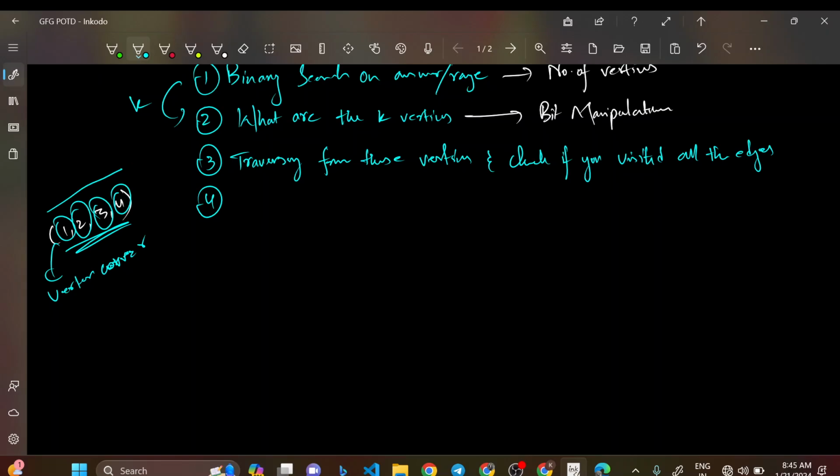So if I take a particular combination of vertices, I can just check if I am able to traverse all the edges. From 1 I'll have x number of edges, from 2 I'll have y number of edges, from 3 I'll have z number of edges, from 4 I'll have w number of edges. And if x plus y plus z plus w is equal to the total number of edges in the graph, that means yes, it is a valid vertex cover. I hope you people have understood.